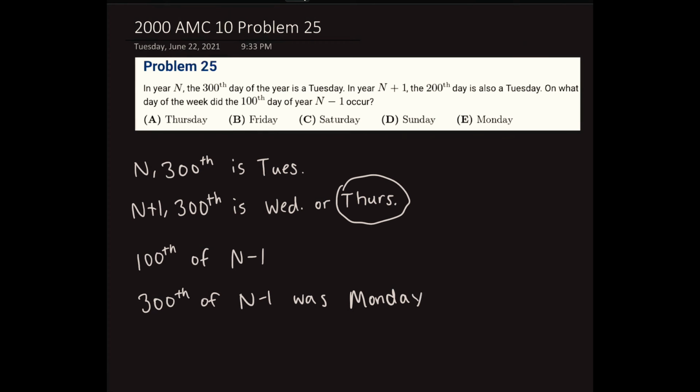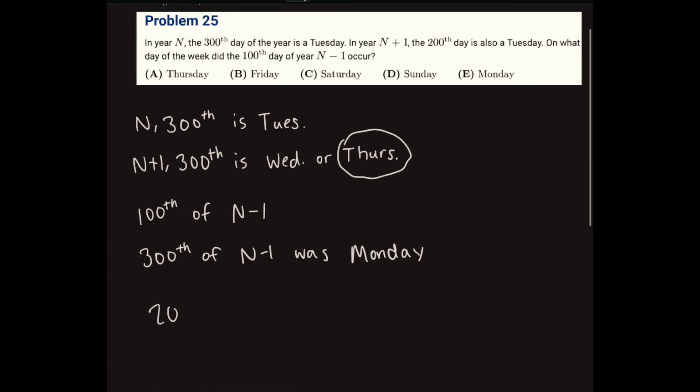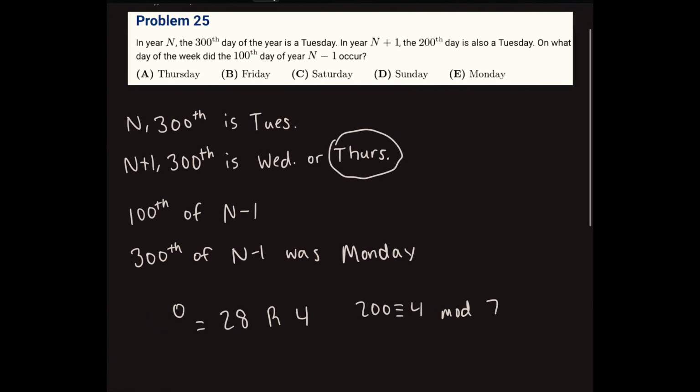And so we essentially have to subtract 200 days from this to find out what the 100th day was. 200, if we do the division, is equal to 28 with a remainder of 4. Or we can say that 200 is congruent to 4 mod 7. Which means that if we subtract 4 days from the 300th day, we're going to get the value of the 100th day. Let me clear out some space here.